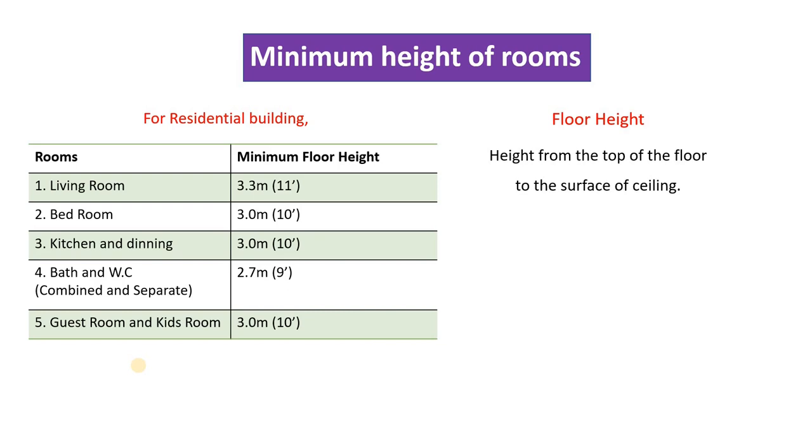Next is minimum height. For residential building, the minimum floor height, that is height from top of the floor to the surface of ceiling, is nothing but floor height. For living room it should be 3.3 meter. For bedroom it should be 3 meter, that is 10 feet. For kitchen and dining, 3 meter, 10 feet. For bathrooms and water closets, combined and separate, for both 2.7 meter or 9 feet should be the minimum floor height. Next, for guest rooms and kids rooms, the minimum floor height should be 3 meter or 10 feet.